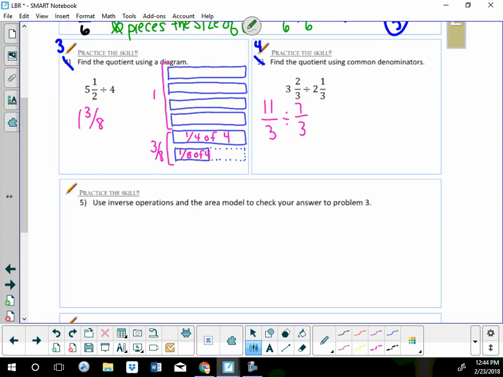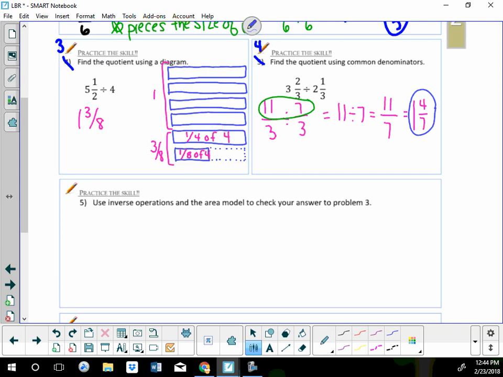So I have 11 divided by 7, which is the same as 11/7. And I know that 7 goes into 11 one time with 4/7 left over. Okay, that's our final answer. So my next question, well, I'll just circle my answer here. My next question says to use inverse operations and the area model to check my answer to problem 3, okay?